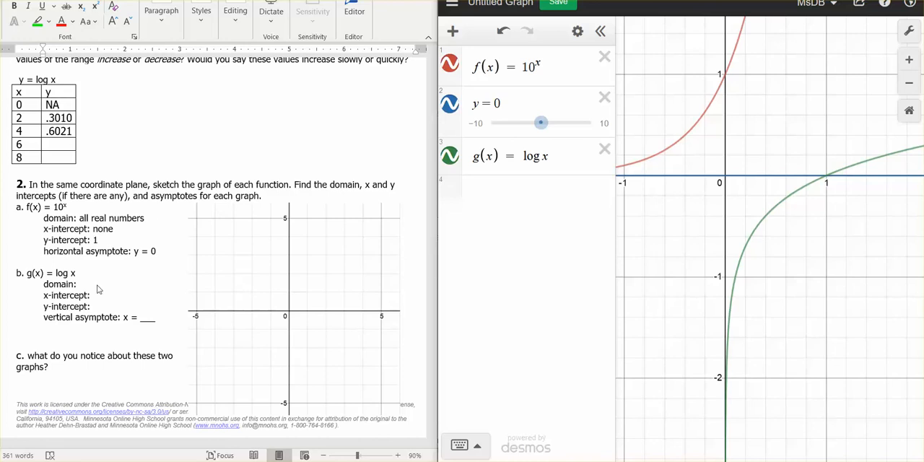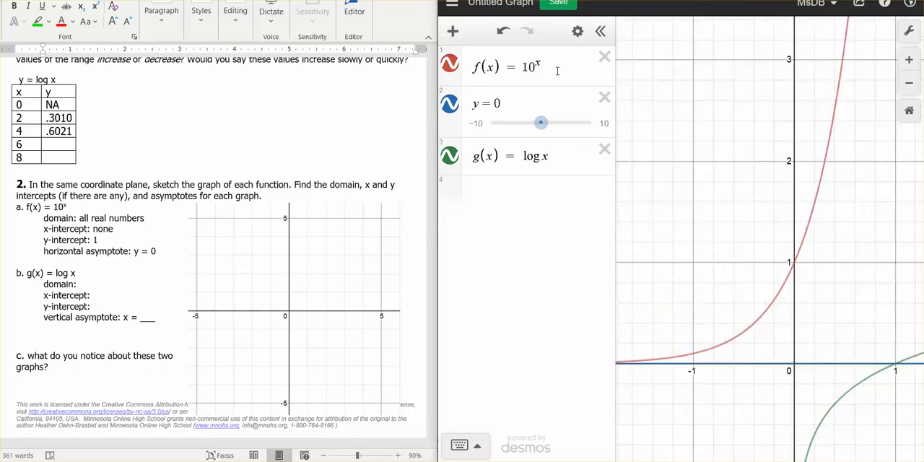The domain. Oh, I didn't write the range. Didn't it ask me to write the range? Nope. I was going to say that the range of the exponential function would be that y is always greater than or equal to 0. But it didn't ask me to do that.